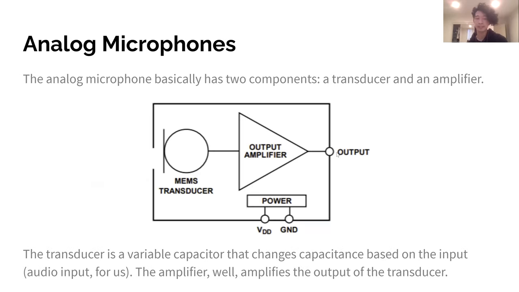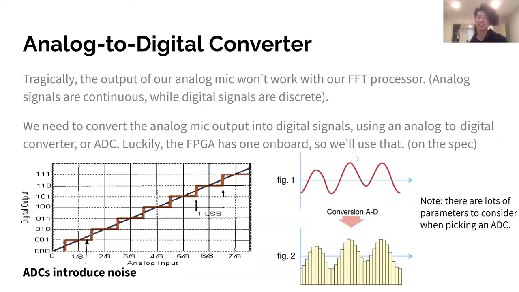The first type is our analog microphone, and it's pretty simple. It has basically two components, a transducer and an amplifier. Just think of the transducer as a capacitor that has a variable capacitance, which changes based on the input. That change in capacitance records the audio level. And the amplifier is exactly what it says on the box. It amplifies the signal to the output. The analog microphone is analog because it gives you an analog output. Unfortunately, you can't feed that directly into the FPGA.